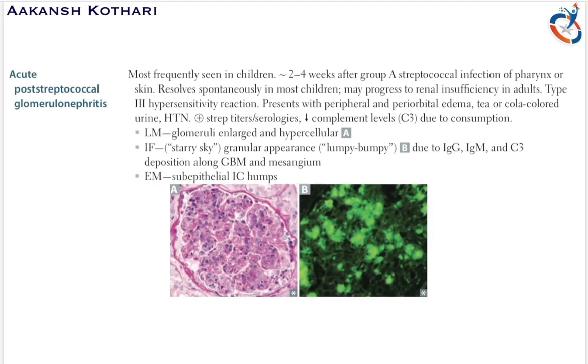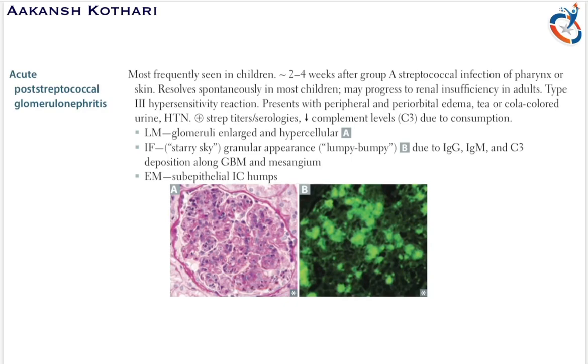Now what do we see in light microscopy? In light microscopy, the glomerulus is enlarged and it is hypercellular. This is the common finding of all the nephritic syndromes. We can see in this histology that there are excess cells. Hence it is hypercellular and the size of the glomerulus has enlarged.